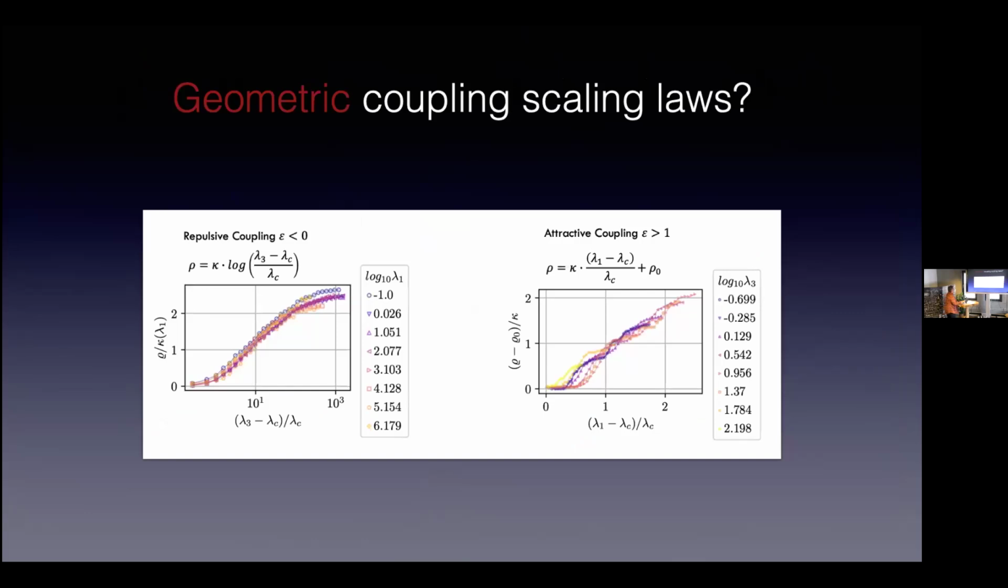I'll just go over this really quickly, but for the form of the transition, for the repulsive coupling, you have this really nice curve collapse. So it really does look like a phase transition. For the attractive coupling, it's a little messier. There's more interesting detail in where these plateaus are, but there's a broad sense of a curve collapse anyway.